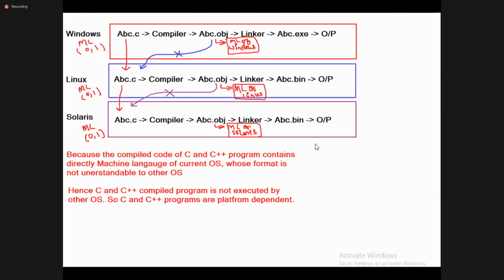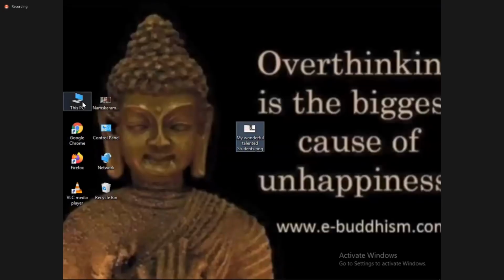Is my statement understood? You have to speak along with me, your side. When I ask why C and C++ programs are platform dependent, you must speak your side. They cannot execute in different operating systems, sir. Why can they not execute in a different operating system? Because the internal code of the compiled file contains the machine language of one operating system, whose format is not understandable to another operating system. You have to learn these statements by heart. You have to reply with these statements along with me. You have to speak. You must behave like an LKG student.